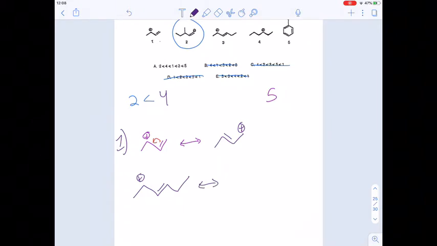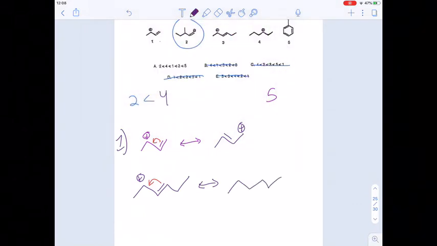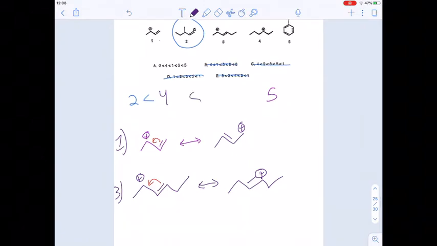So this is 1, by the way. 1 is going to end up with a primary carbocation in its resonance. And if you draw out 3's resonance, it is going to give you another secondary carbocation in both resonance structures. So that means 3 is going to be more stable than 1.